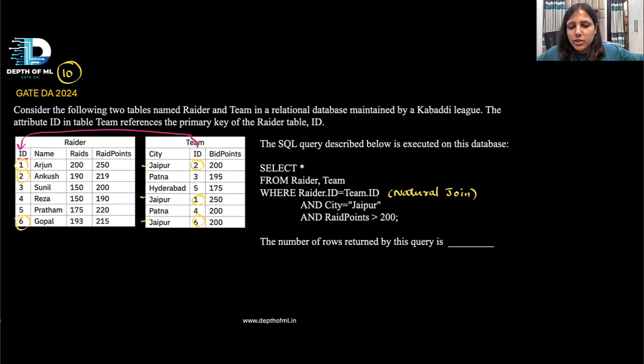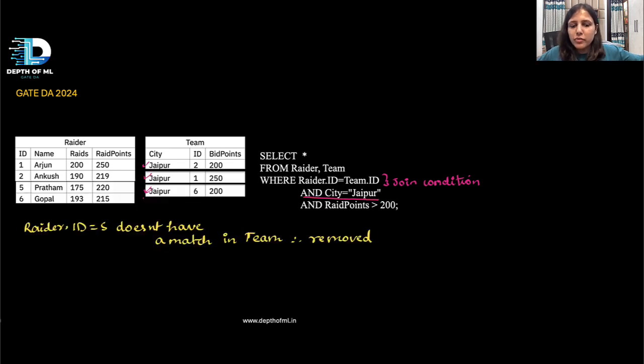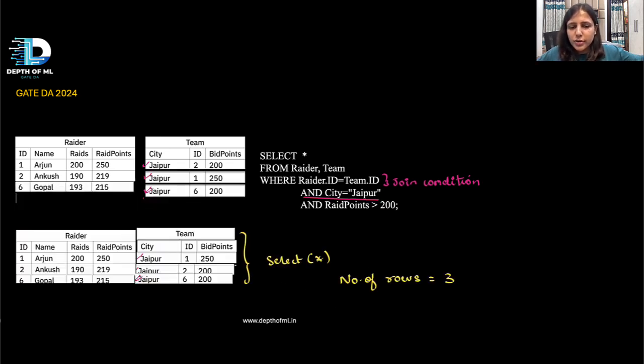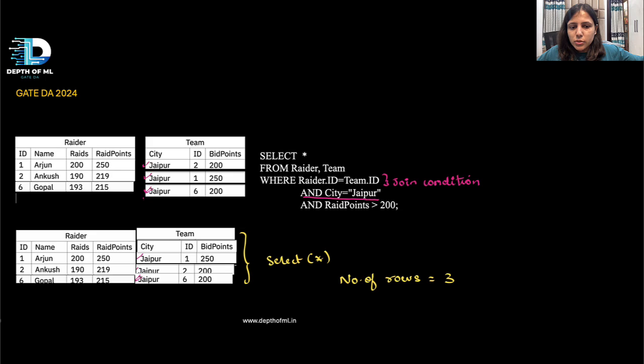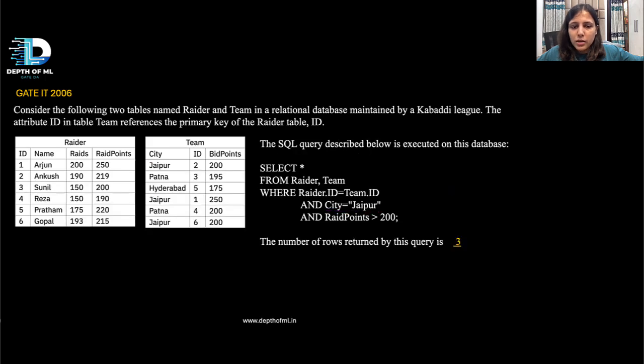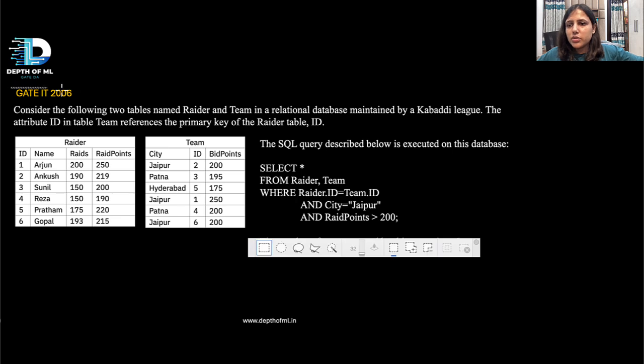Fine. So this is how you can quickly solve it, but I have shown you in a very elaborate fashion how this query will work. Fine. Okay, so this is from GATE DA 2024. Okay, fine. This is incorrect. This is GATE DA 2024.